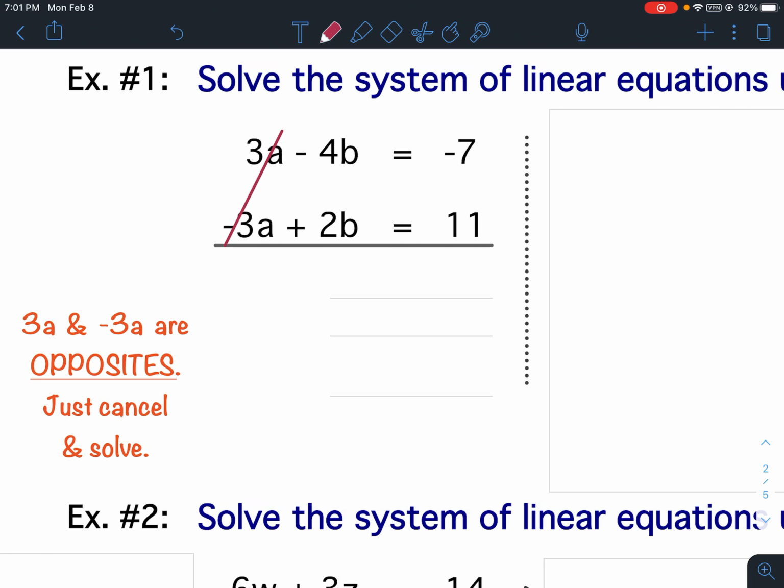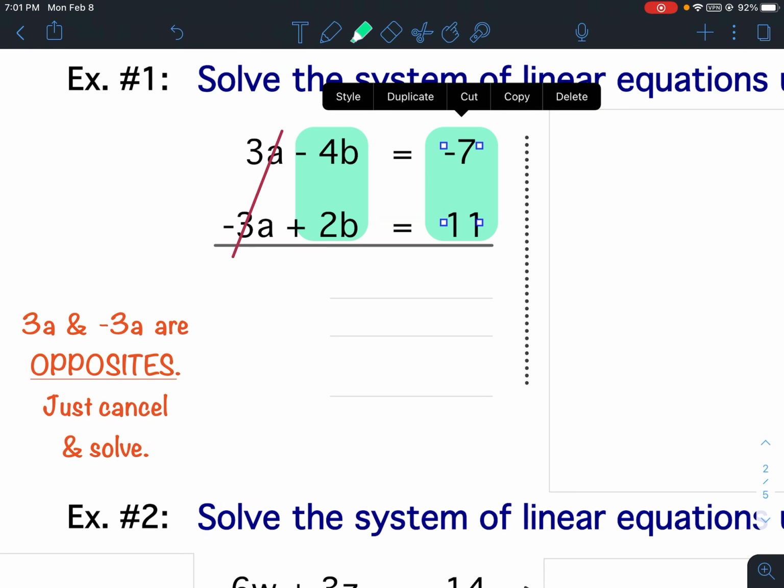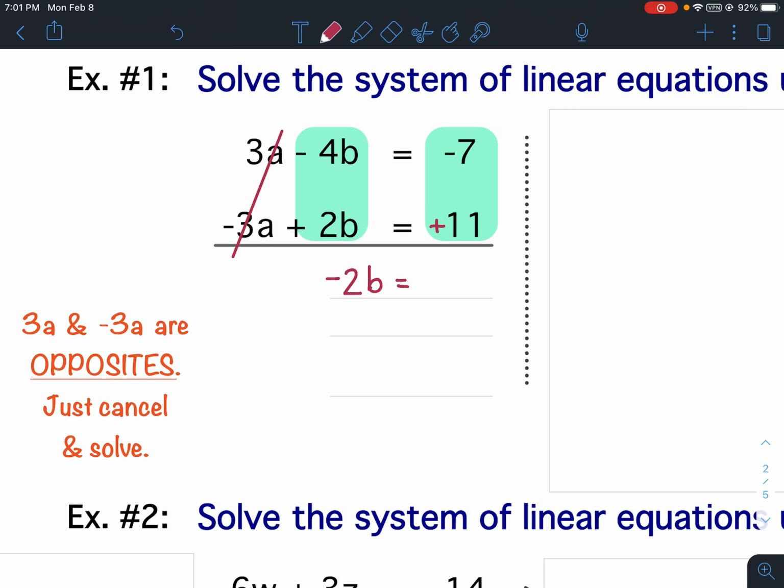I simply cancel the a terms, and now I combine the other terms. So I'm going to combine these two terms, and then I'm going to combine these two terms. So negative 4 plus 2 would give me negative 2b. And then negative 7 plus 11 would give me 4. So I eliminated the a term, leaving just the b term and the constant terms. And then I combined them vertically.